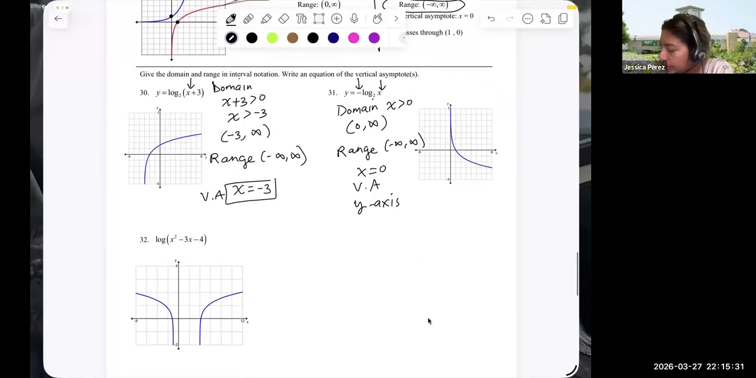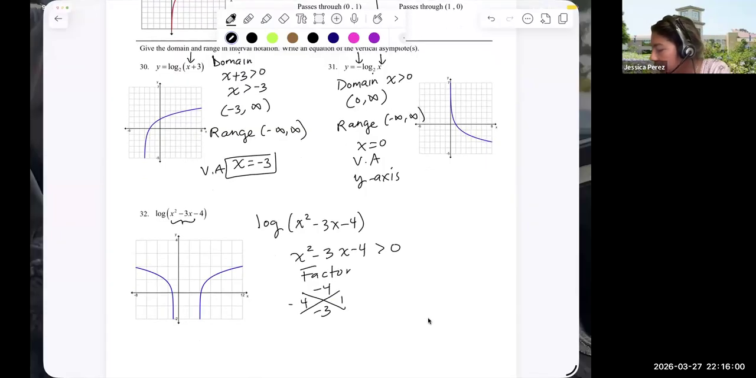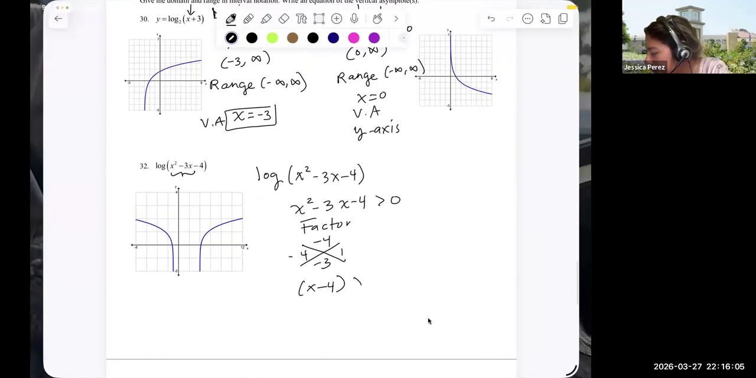Now, 32 is a little bit trickier because you have a quadratic function. So you can have log base x squared minus 3x minus 4. So you're going to create a quadratic inequality, x squared minus 3x minus 4, to be strictly greater than 0. And then you want to factor. So negative 4 and negative 3, two numbers that multiply and give you negative 4 but add to negative 3. That's negative 4 and 1. So this factors as x minus 4 and x plus 1.